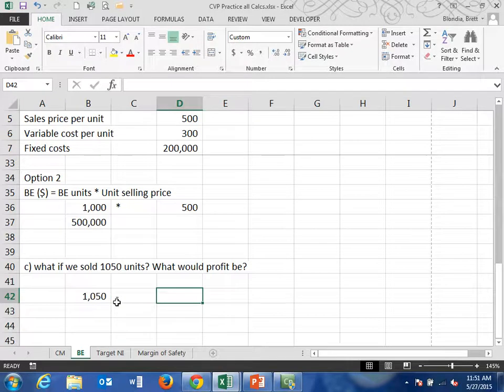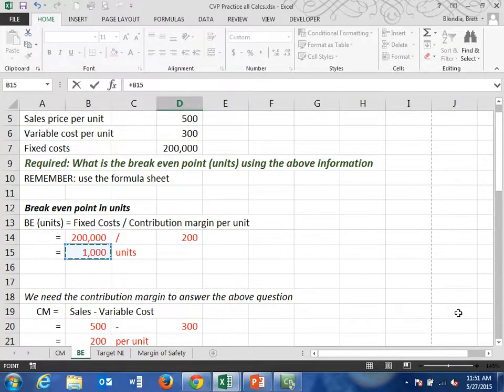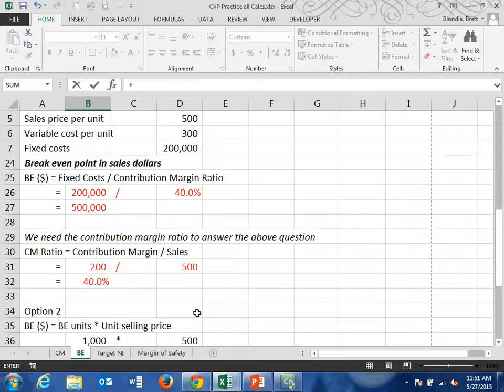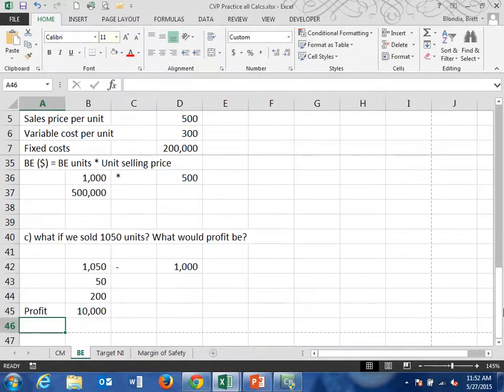So up here in Part 1, we calculated the break-even point was 1,000 units, right? So effectively, we've sold 50 more units than we needed to break even, right? And each one of those 50 units generates a contribution margin of $200 per unit. So to get to my profit at that sales level, all you need to do is take the extra 50 units you sold, multiply it by the 200 bucks per unit that you make in contribution, and you have $10,000 in profit.